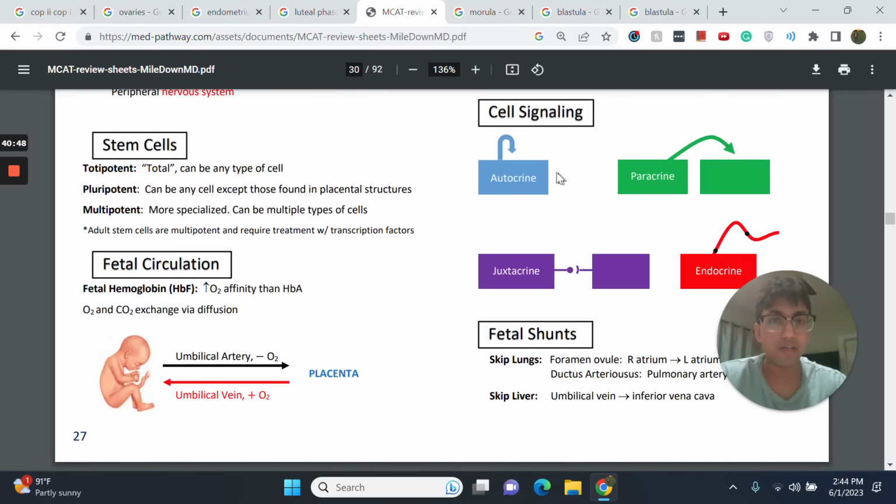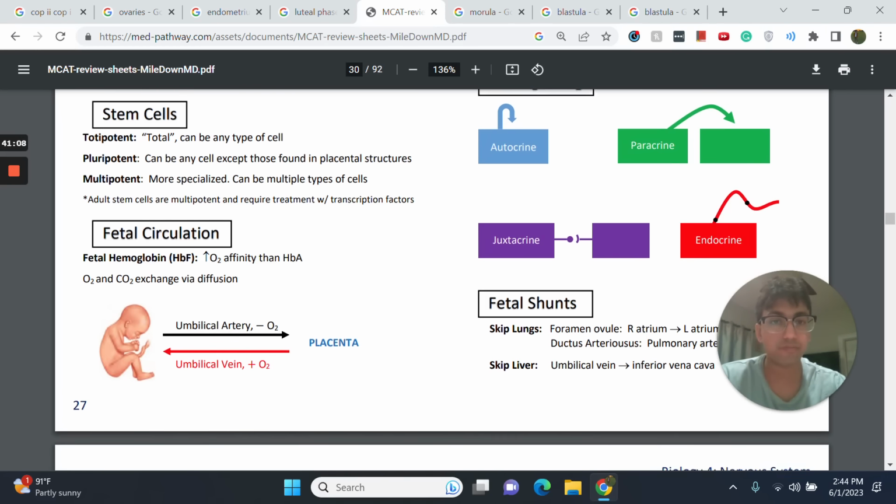We have signaling. Signaling can be autocrine, which is a cell signals to itself. Paracrine, which means a cell signals to a nearby cell. Juxtacrine, which means it goes to a nearby cell again through a junction. And endocrine, which means it goes through the bloodstream. And you can think of endocrine glands, and that means they're releasing hormones through the bloodstream.